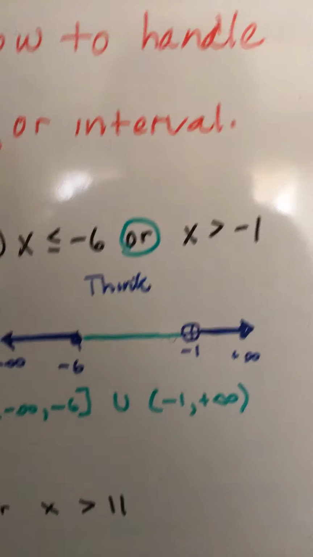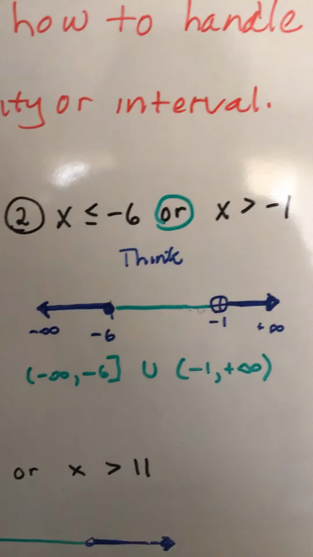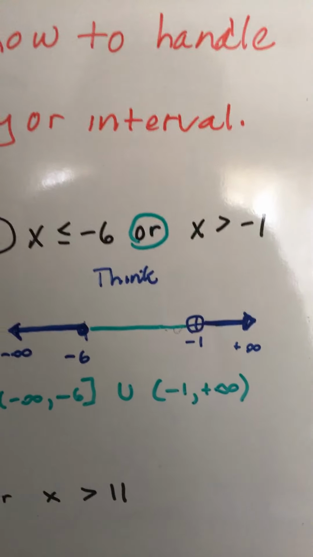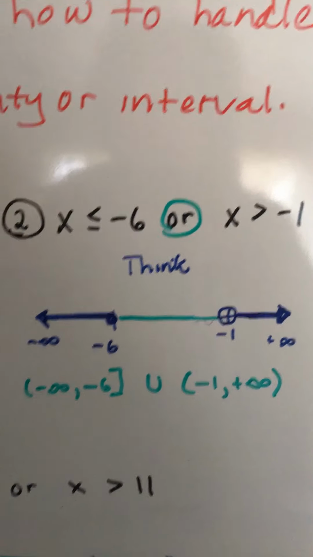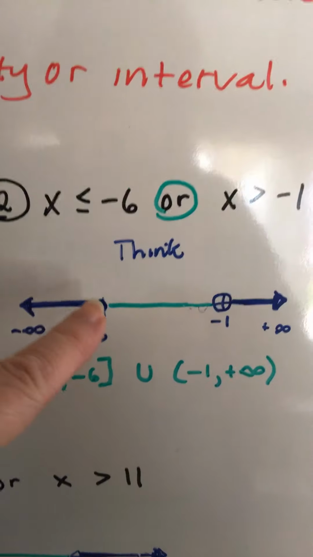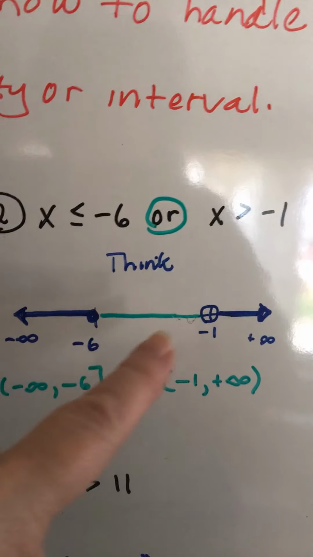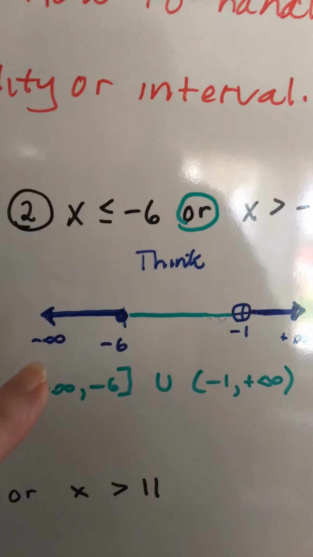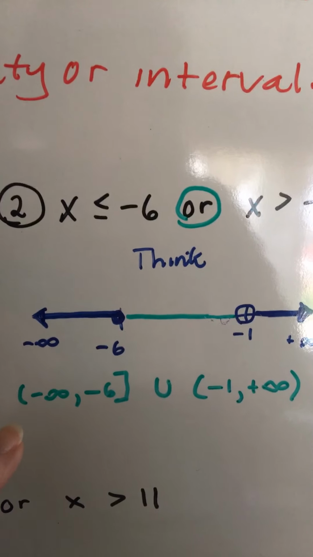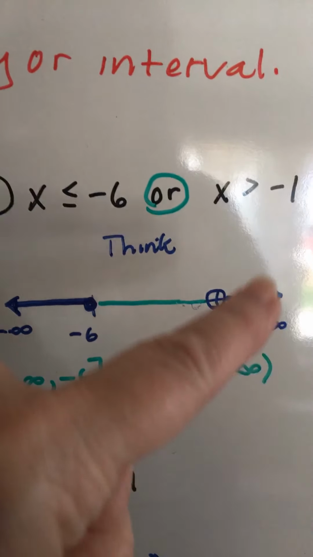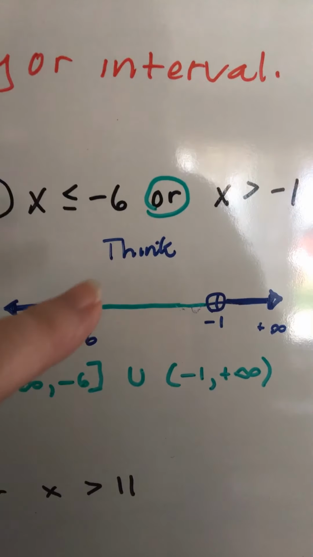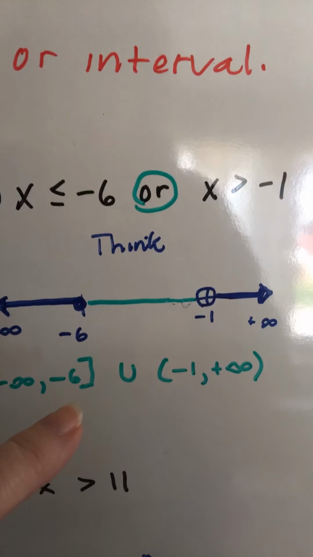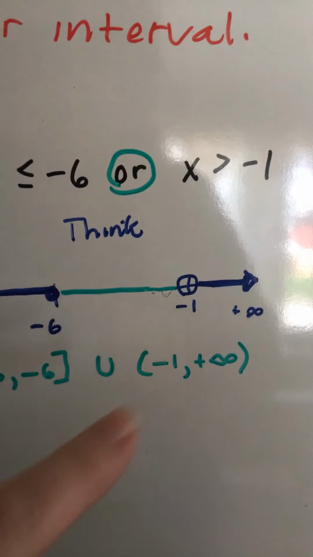Just another one that's just like it with the word or. Oh, by the way, the word or, you always use union for unite, meaning put together. Notice this time it's closed, and now this one's open. But always the negative infinity gets a parenthesis, the positive infinity gets the parenthesis. Now this has the closed bracket at -6 and the open bracket.